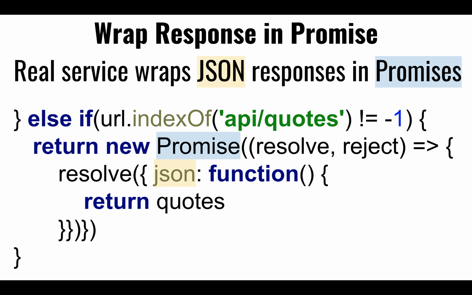Because whoever is waiting for this expects this API. They expect to be able to call .then on it. So they expect the promise API, so they can call .then on it.